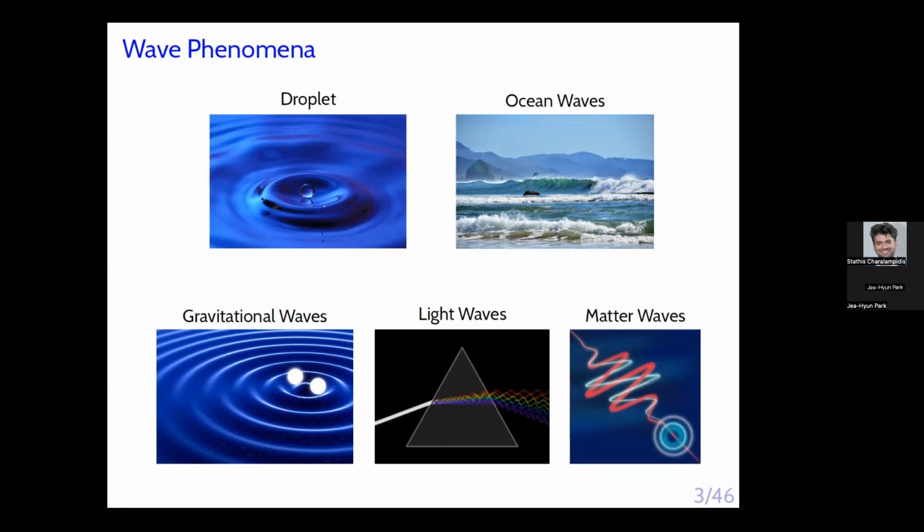Now, at the microscopic level, we have light waves, where a white beam, in optics, gets diffracted, you get different frequencies, different wavelengths, different colors if you like.